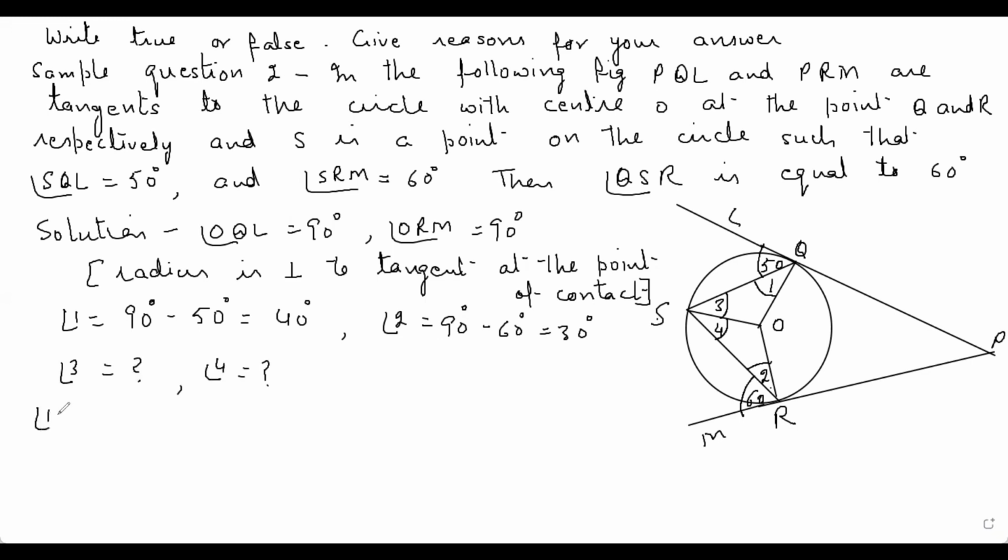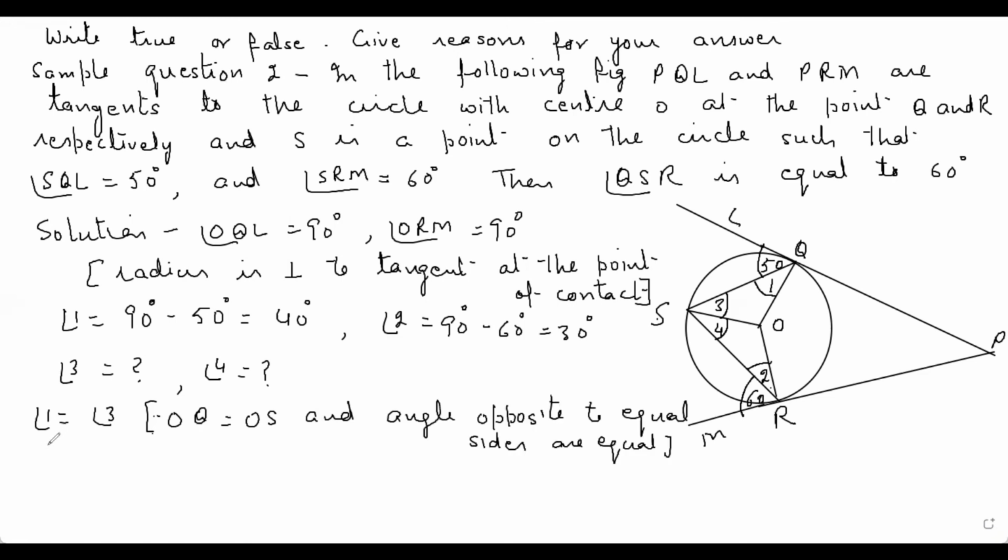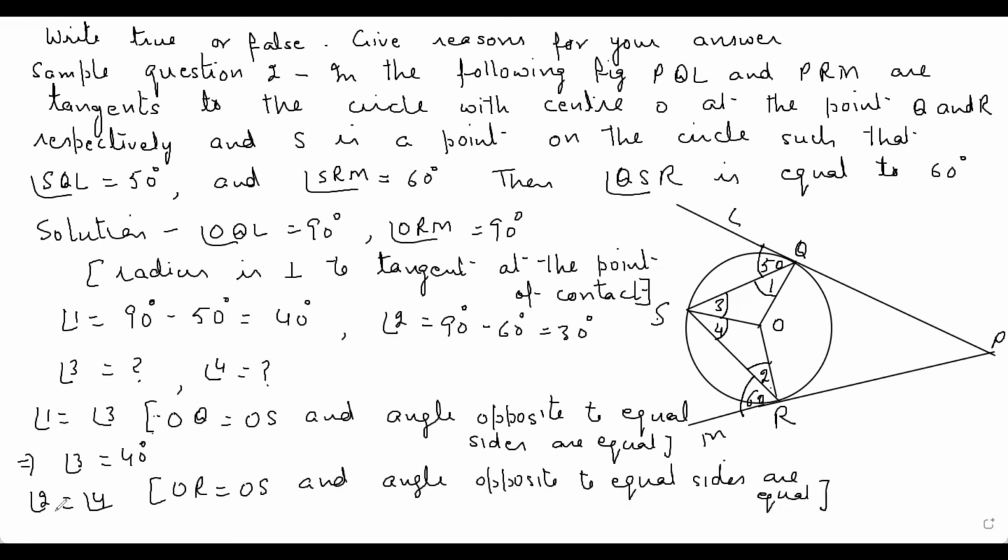Now angle 1 is equal to angle 3. Why so? Because OQ is equal to OS, radii of the circle, and angles opposite to equal sides are equal. So it implies angle 3 is equal to 40 degrees. Similarly, angle 2 is equal to angle 4. Same reason, OR is equal to OS and angles opposite to equal sides are equal. It implies angle 4 is equal to angle 2, which is equal to 30 degrees. It means angle 4 is equal to 30 degrees.